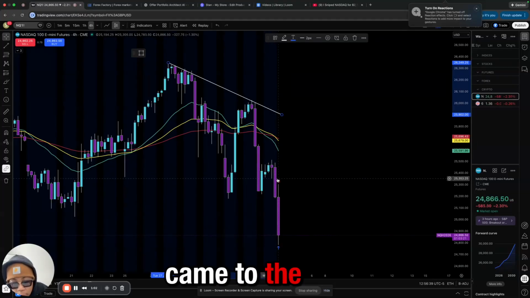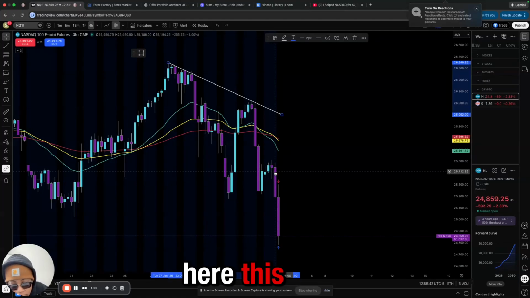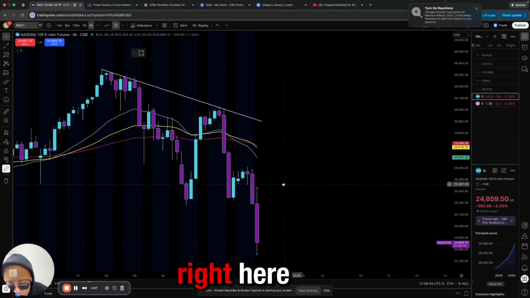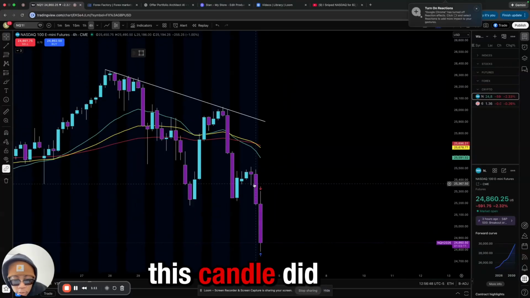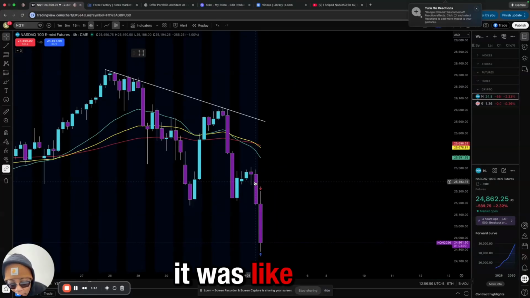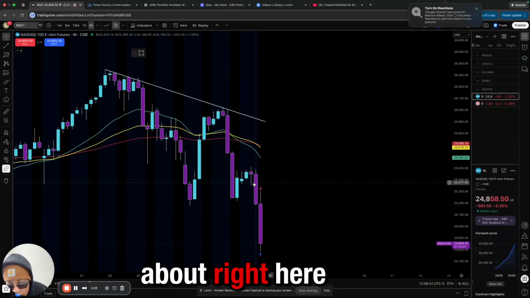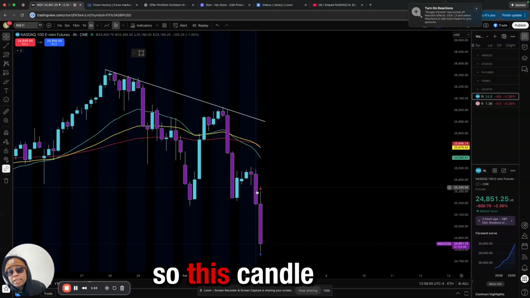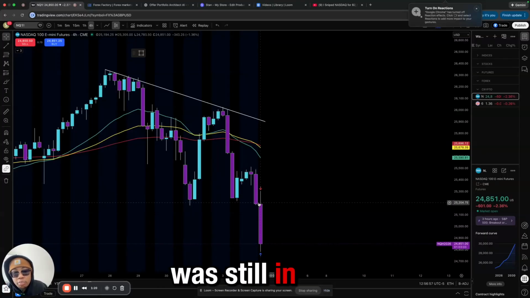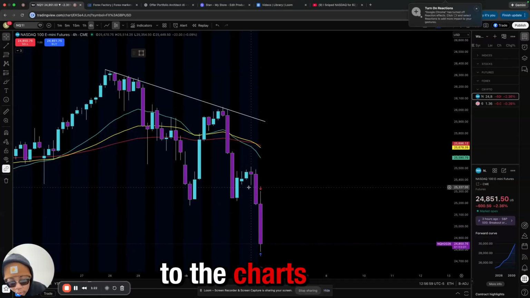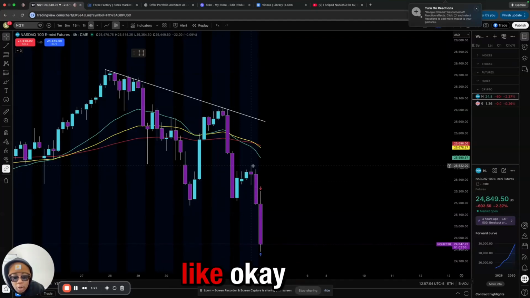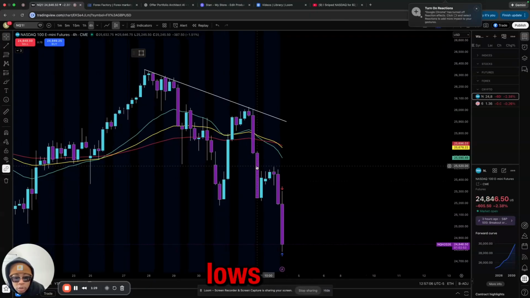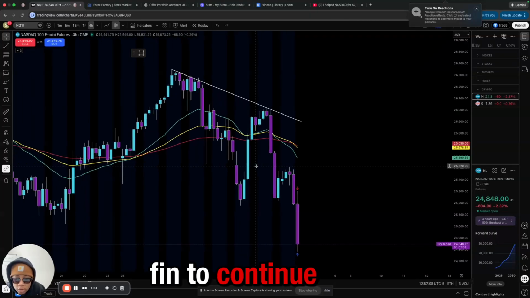So when I came to the market, this candle right here, if y'all can see, I'm gonna zoom in right here. This candle did not finish forming. It was about right here when I seen it. So this candle was still in play when I came to the charts. It was not done, right? So I seen this and I'm like, okay, we're making lower highs and lower lows. The market is fin to continue down.